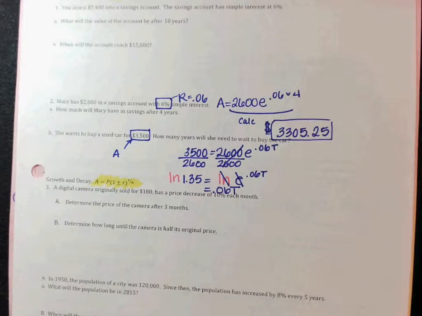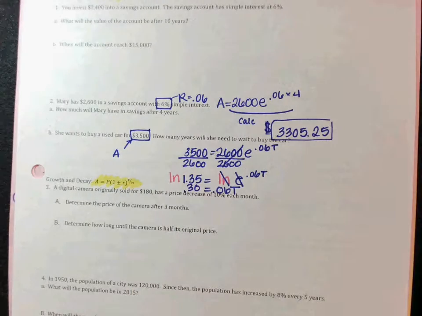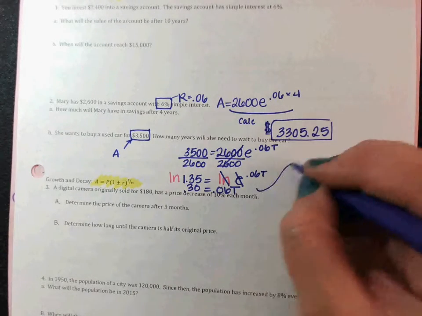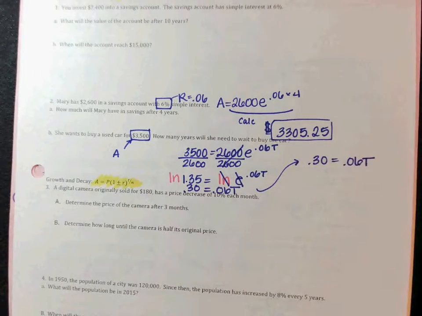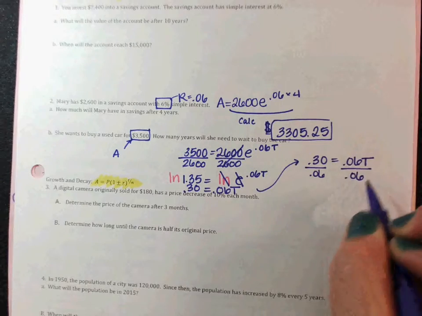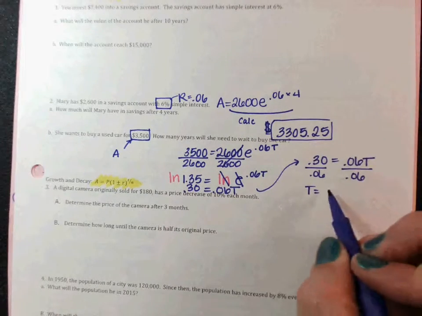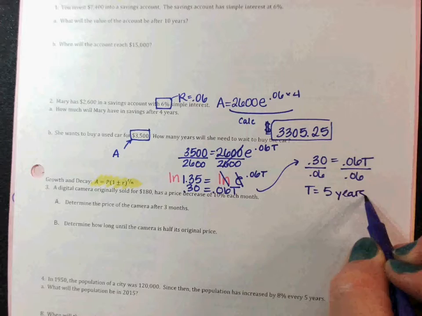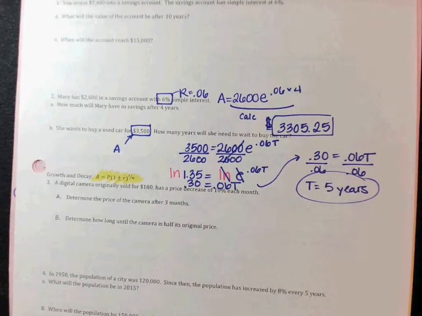So ln of 1.35 is 0.30. And then what's my next step after that? Good. Okay, so if I have 0.30 equals 0.06 t, then I'm going to divide by 0.06 on both sides. And that'll tell me how much it equals. So I got 5. Make sense? Alright, go down to the next one, please.